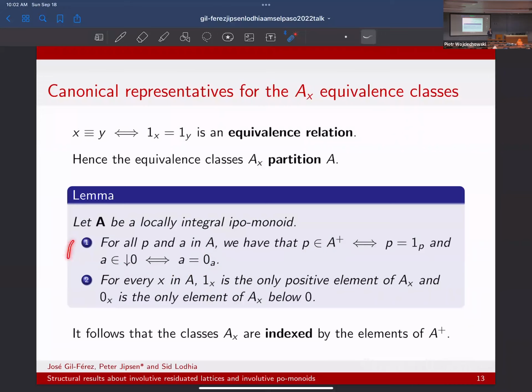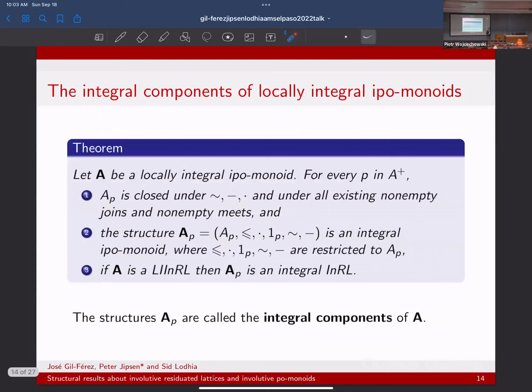So what this important lemma is telling us is that the positive cone contains exactly the local identities, and the elements below 0 are exactly the local zeros in such locally integral IPO monoids. For every x in A, 1x is the only positive element of A sub x. So that gives us a canonical representative for the equivalence class. And from now on, we will use that. And it shows us that the equivalence classes are indexed by the positive cone. So that's nice. And that happens as soon as you have the axioms of local integrality.